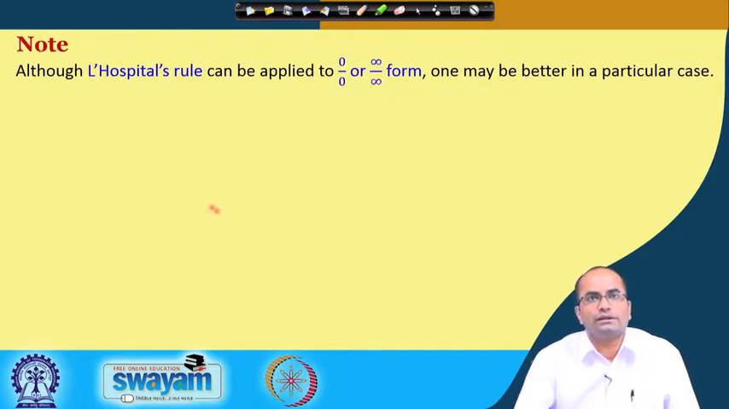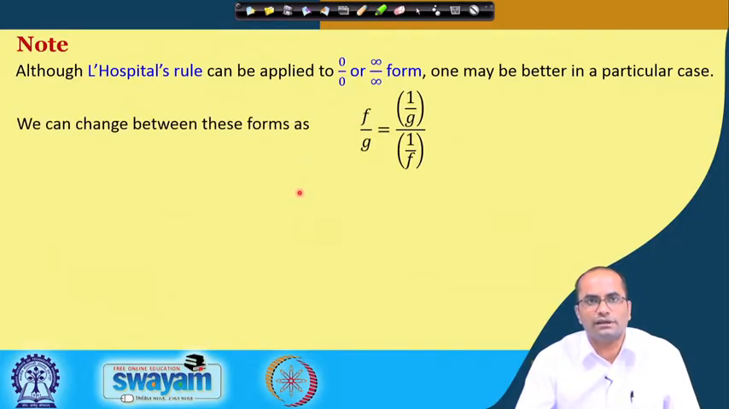Now, as we have seen in the last slide, although L'Hopital's rule can be applied to the 0 by 0 or infinity by infinity form, one may be better in a particular case. We will see this with the help of an example in a minute. So, the point is that we can change between these forms.